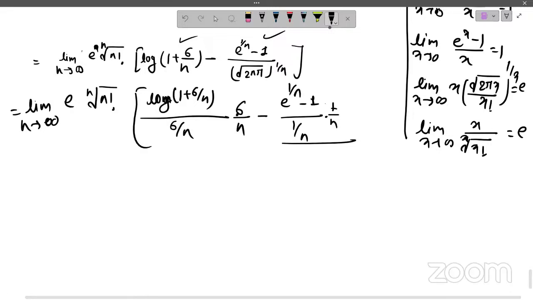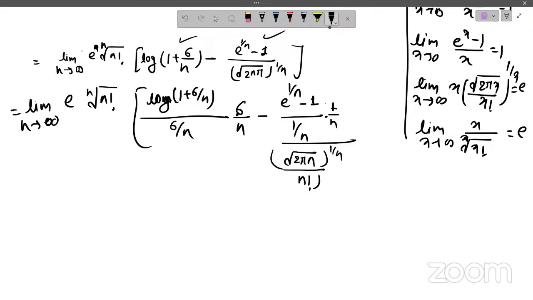Okay, don't get confused. I have something more complicated: under the root of 2 pi x, upon x factorial, and the whole power 1 by x. So what I'll do is take under the root of 2 pi n upon n factorial, and this has the power 1 by n. Again I will multiply and divide by n factorial to the power 1 by n. This is the simplification I am able to do till now. Okay, so now observe this term.